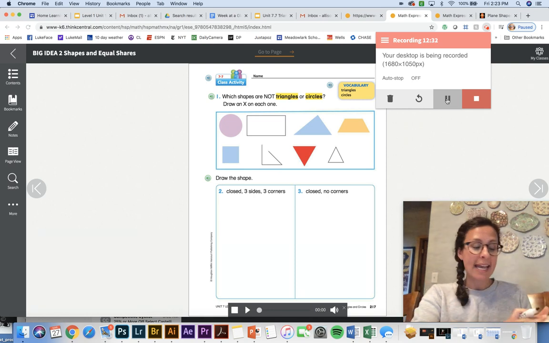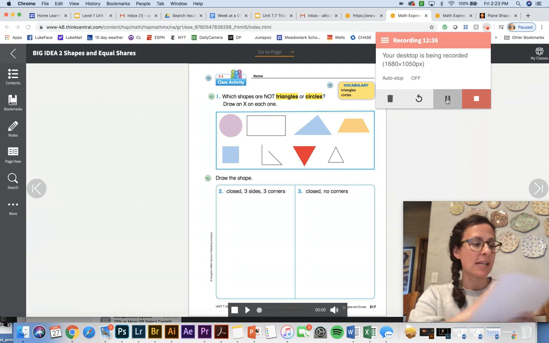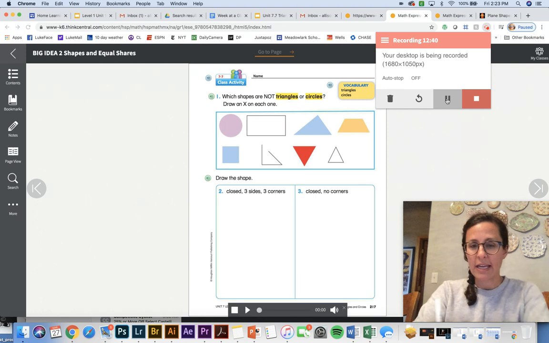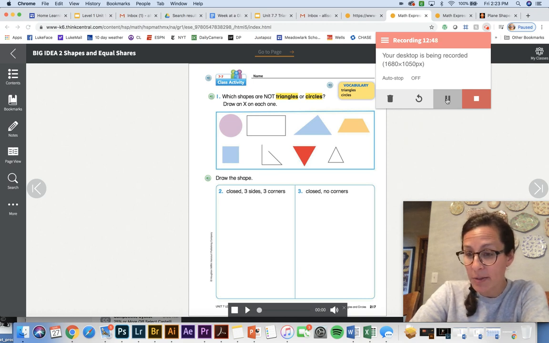Okay, so today when you are looking around your house, I want you to be on the prowl looking for shapes that are triangles or circles, because in a couple of days we are going to be going on a shape hunt in your house. And so maybe you can start getting some great ideas.